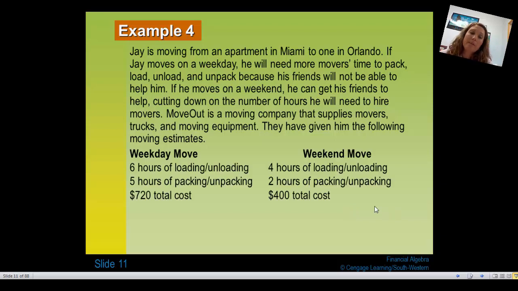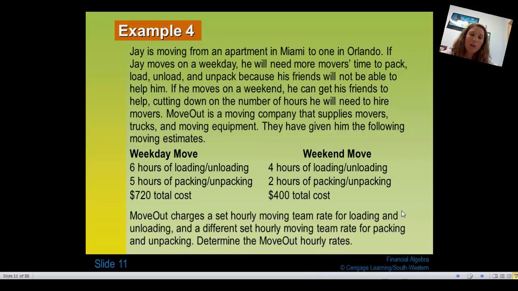So during a weekday, 6 hours of loading and unloading and 5 hours of packing and unpacking will cost him a total of $720. On a weekend, if he can get his friends to help, 4 hours of loading and unloading, 2 hours of packing and unpacking is $400. They charge a set hourly rate for loading and unloading and a different set hourly rate for packing or unpacking.